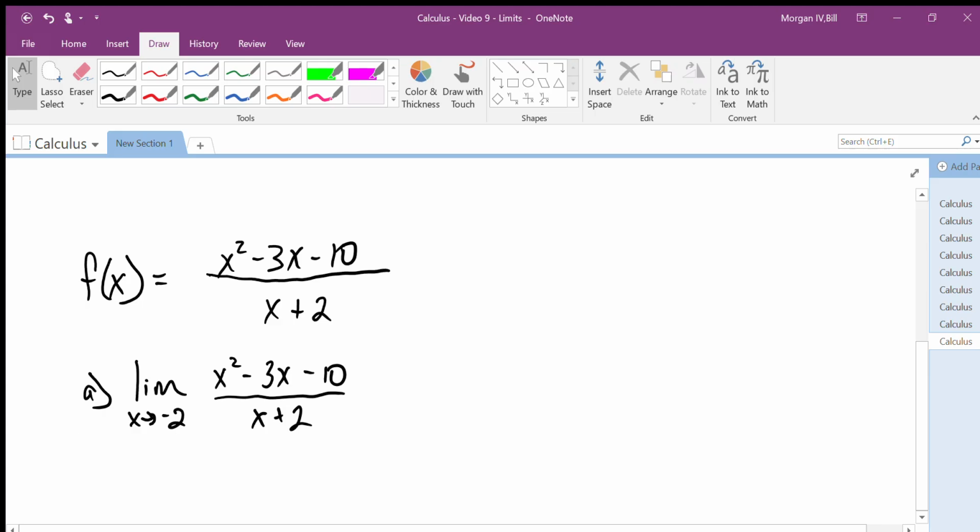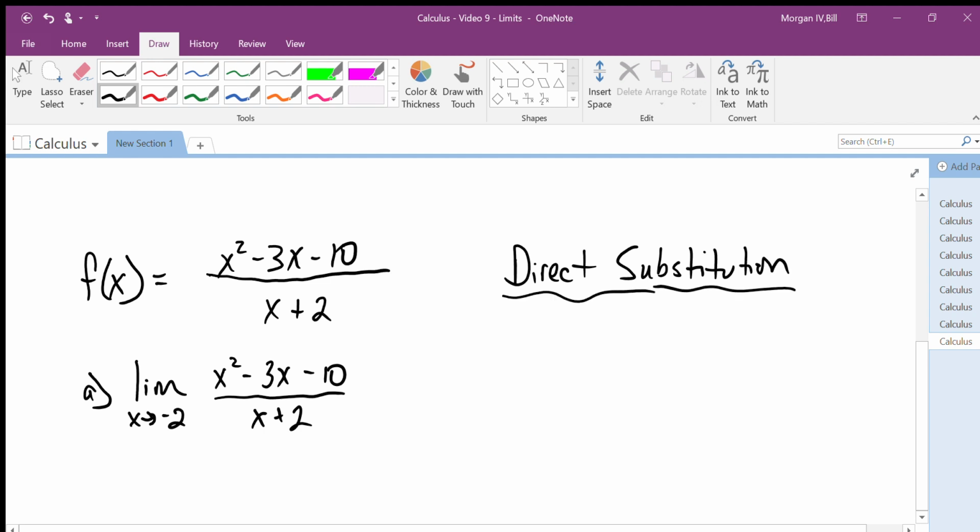The first thing I recommend is something called direct substitution. This is what we often try first, meaning as our x value gets close to negative 2, it's negative 1.999, negative 2.001, as x is getting really close to negative 2, maybe we just plug in negative 2. We let x get close to negative 2 in our function and see what happens.